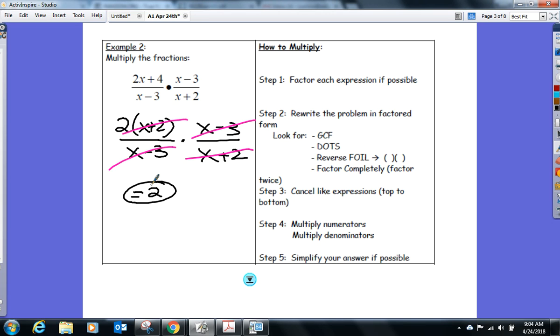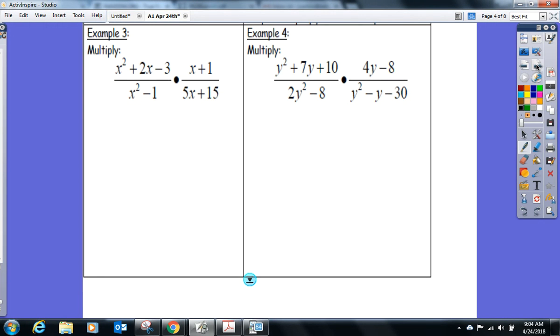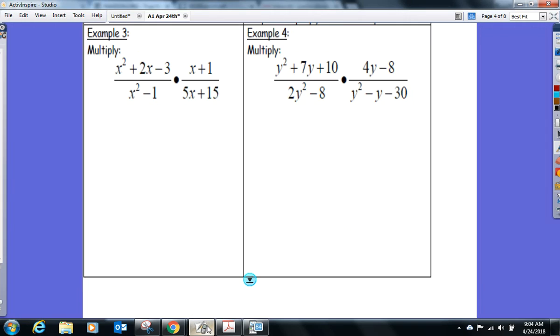All good here? We're definitely not great yet. Here we go, 3. First of all, everyone sees addition and subtraction. Don't cross off a thing. Don't multiply yet. Factor everything you can. Everything you can. Which one do you want to factor first?